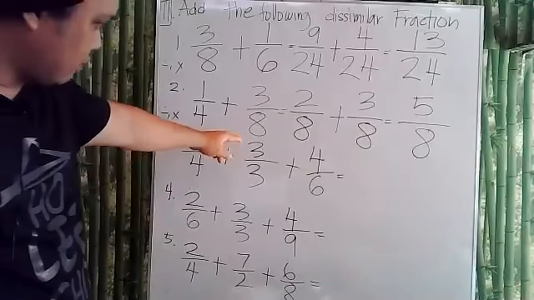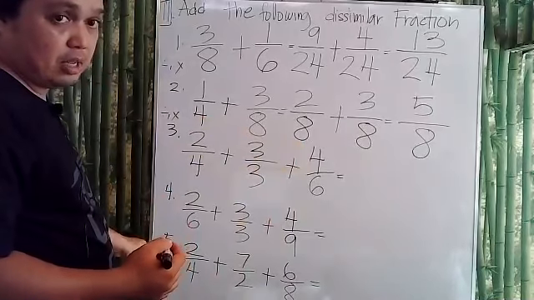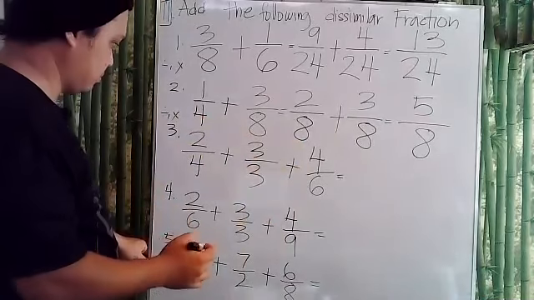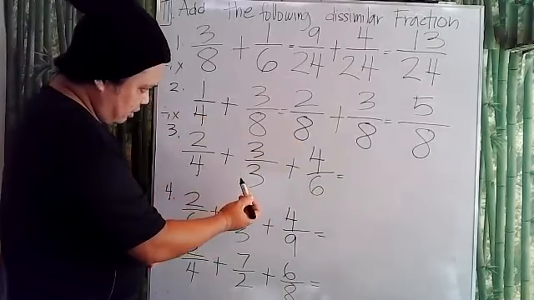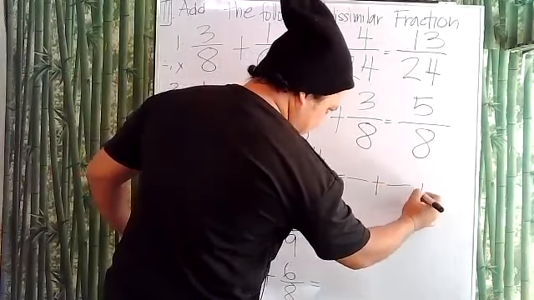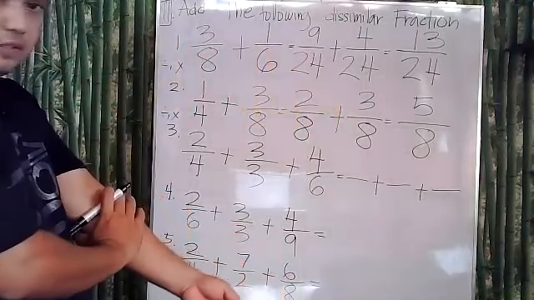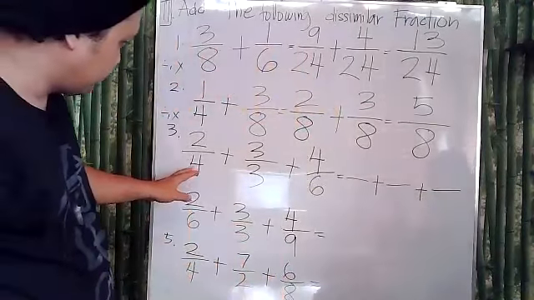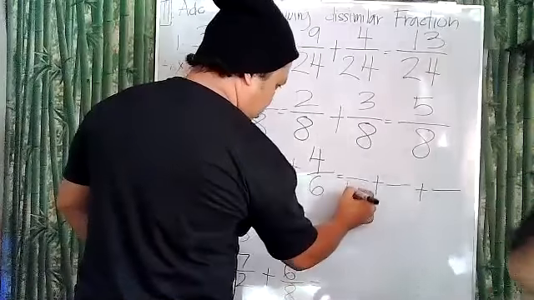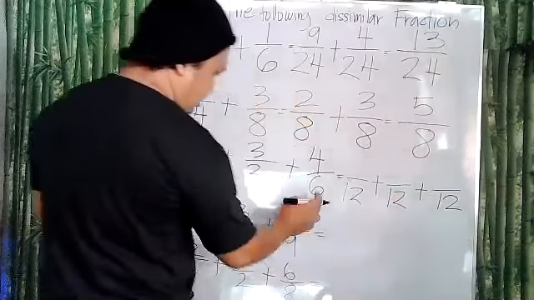2/4 plus 3 over 3 plus 4/6. So we have here three dissimilar fractions that have different denominators, which are 4, 3, and 6. Now we have to find their common denominator, the lowest common number that we can find. For 4, 3, and 6, we have here 12, because we can divide 12 by these three numbers.